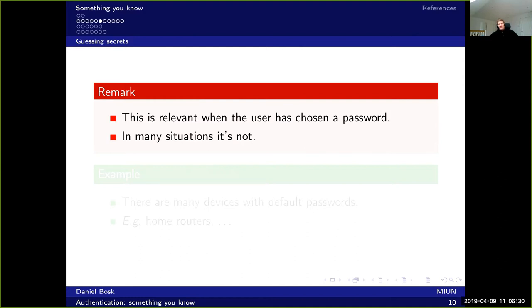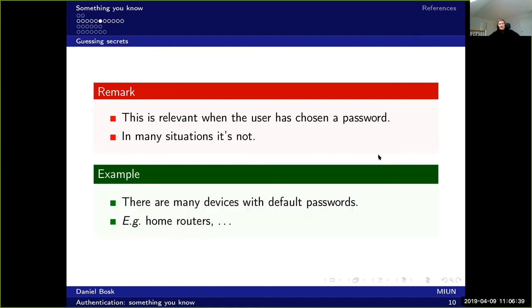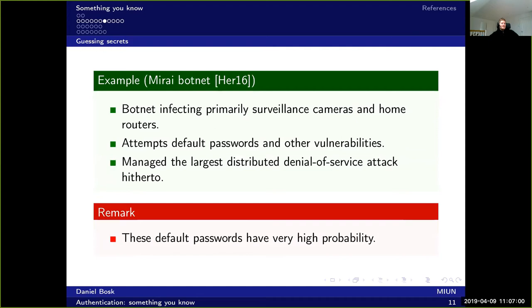Now, everything I've said so far is relevant when the user has chosen a password. However, in many situations, that's not the case. So, for instance, there are a lot of devices which have default passwords. For instance, home routers and surveillance cameras which are connected over the internet and things like that. And there was this incident with the Mirai botnet, which was infecting primarily surveillance cameras and home routers. What this botnet did was to attempt default passwords of various manufacturers and some other vulnerabilities in their software, and spread to expand the botnet to a lot of devices.